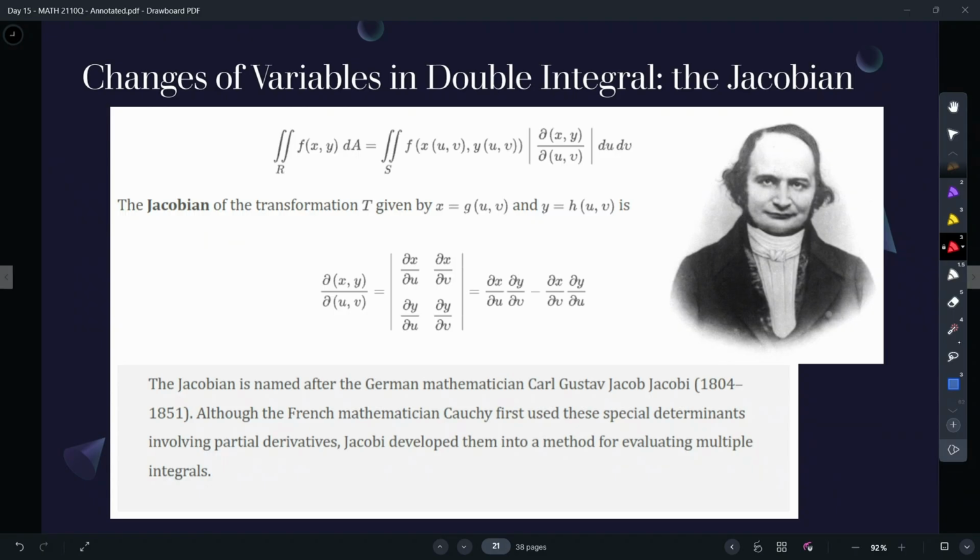And the correction factor, when we change variables in double integrals, that Jacobian is given by either this formula, or I'd rather just remember this determinant. So it is given by a determinant that is taking derivatives of the transformation functions: x with respect to u, x with respect to v, y with respect to u, and y with respect to v. So let's compute some Jacobians.